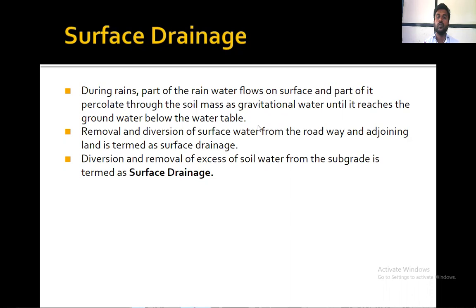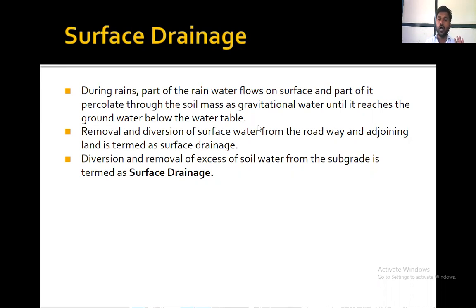So we need to understand first why during the rains, part of the rainwater flows on the surface and part of the water will percolate into the soil until it reaches the groundwater table. It will flow through the soil until it reaches the water table. If it reaches the water table, it will be retained there with the water table until it flows into the soil, whatever is there.